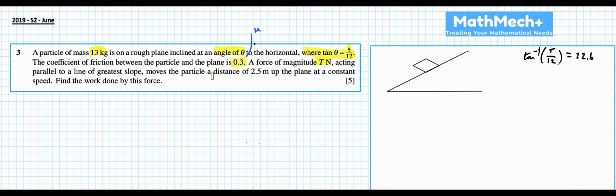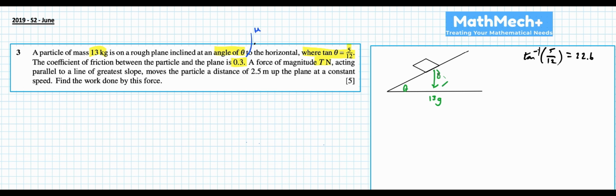We're given mu 0.3, which is the coefficient of friction, forces T and moves a particle. So we're also given some suvat detail, a distance of 2.5. It'll make you think it's suvat, we will see. And the last part of the paragraph states, find the work done.